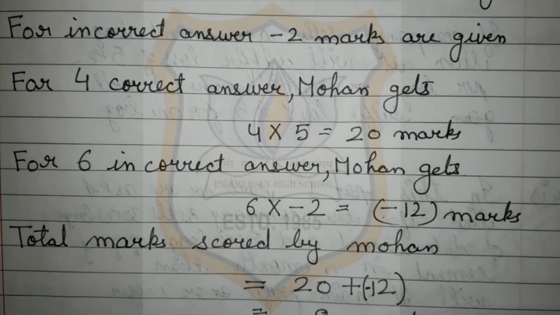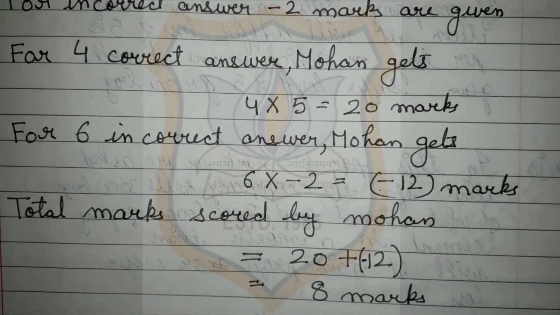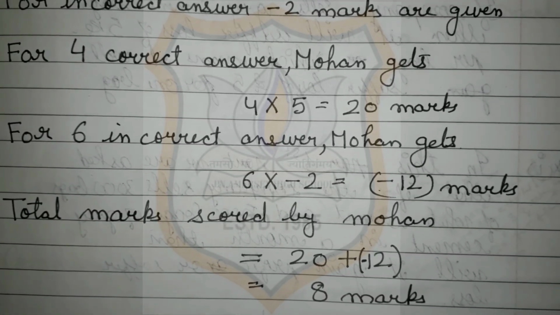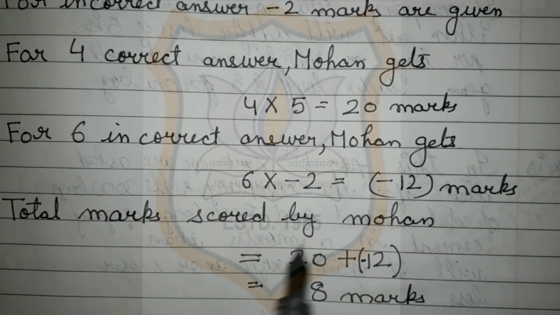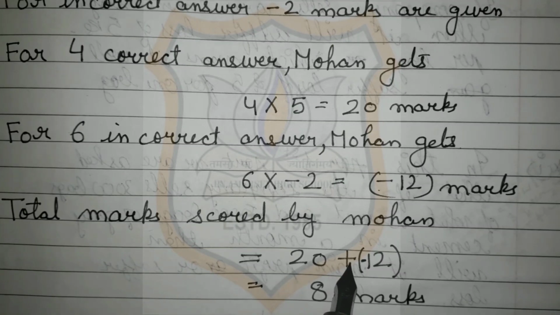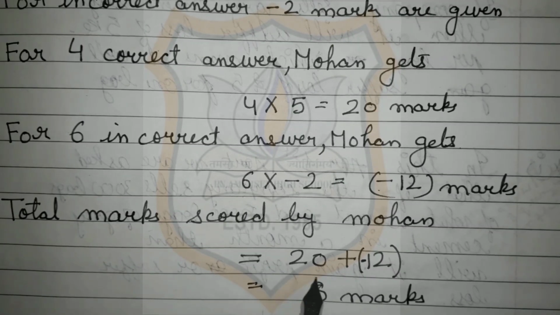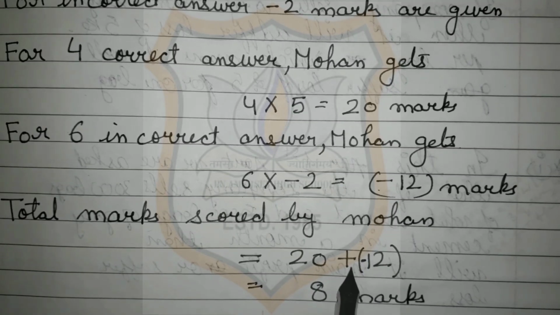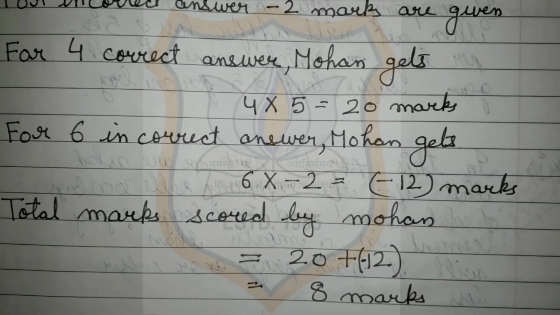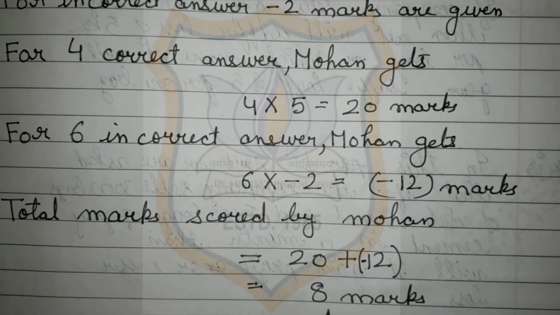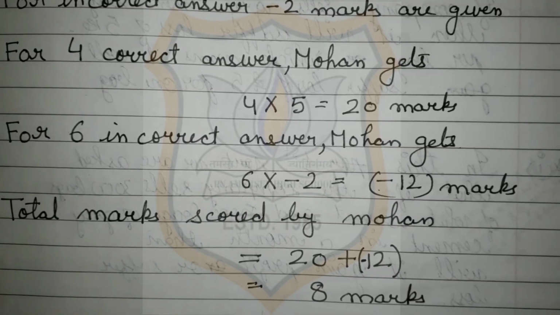Now students, we have to calculate total marks scored by Mohan. Total marks scored by Mohan is equal to 20 plus minus 12. These 20 marks are for correct answers and these minus 12 marks are for incorrect answers. Plus into minus is minus. Now we have to subtract this 12 from 20. Answer is 8 marks. So we can say that Mohan gets 8 marks in his test.